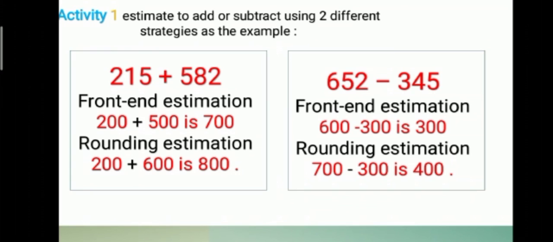In the subtraction, 652 minus 345. Front-end estimation, we are going to round the 652 into 600 and 345 into 300. So our answer is 300. Rounding estimation, we are going to round up 652 to 700 because the tens is 5. And 345, we are going to round it down because the tens is less than 5. So the answer is 400.